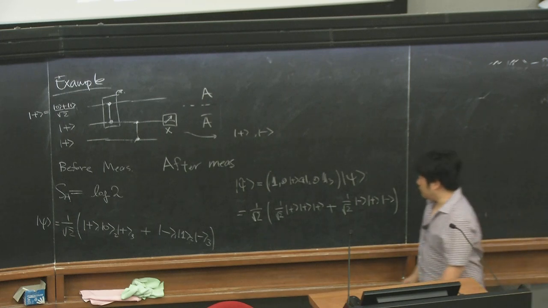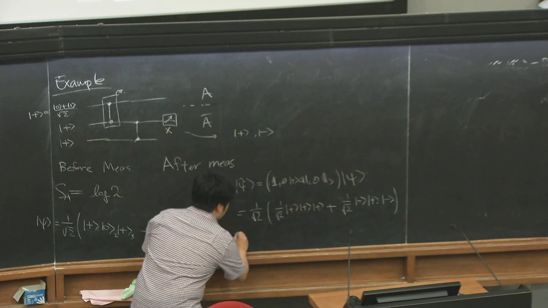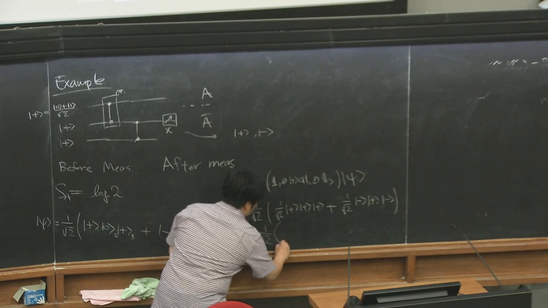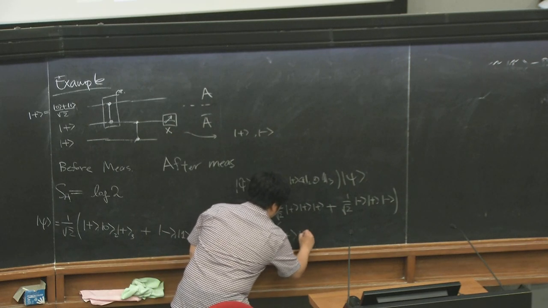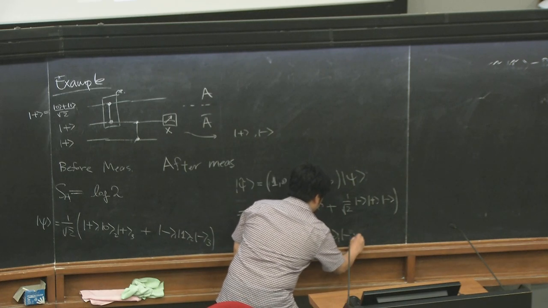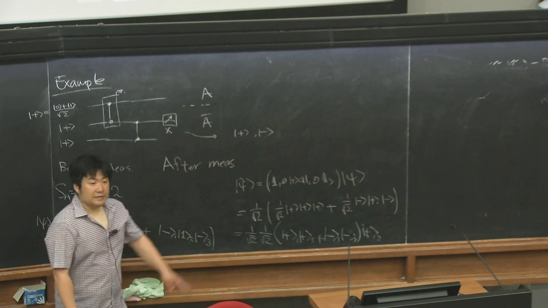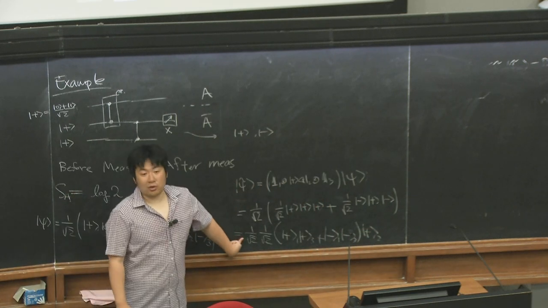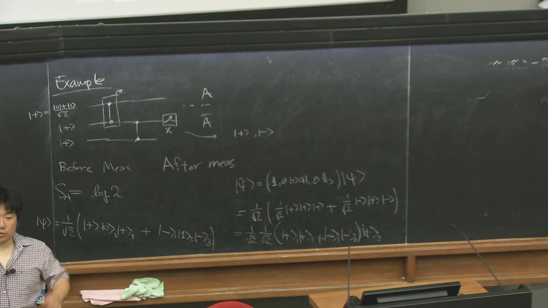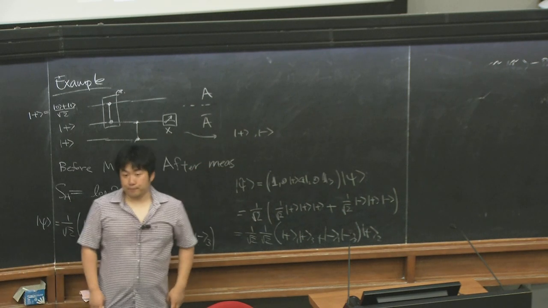These can be rewritten in the following way. Just pulling out this plus in the middle, this is the same as 1 over square root 2, 1 over square root 2, plus for the first qubit, plus for the third qubit, in superposition of minus for the first qubit and minus for the third qubit, and plus for the second qubit. Okay? So this is not normalized because of the extra 1 over square root 2, and that makes the norm squared of the wave function 1 over 2. That makes sense because the probability is 50-50.